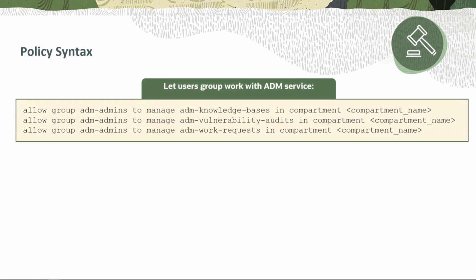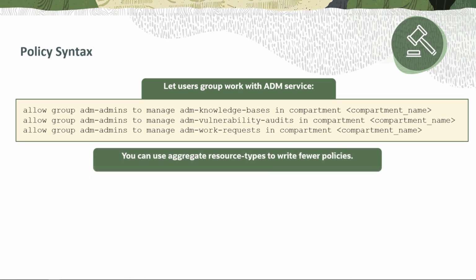Let's look at some sample IAM policy syntax for the ADM service. So this set of statements lets a user group work with the ADM service. As you can see, we are allowing the user group ADM admins to manage ADM knowledge bases, ADM vulnerability audits, and ADM work requests in a certain compartment. Here we have specified all the individual resource types.